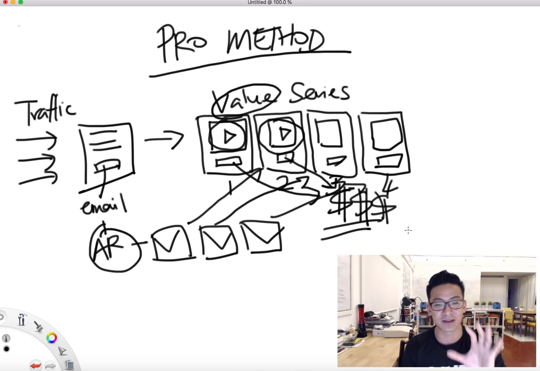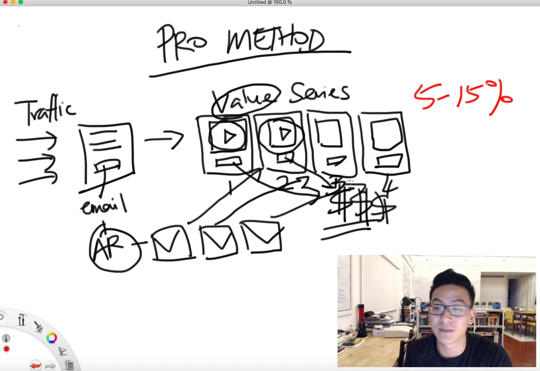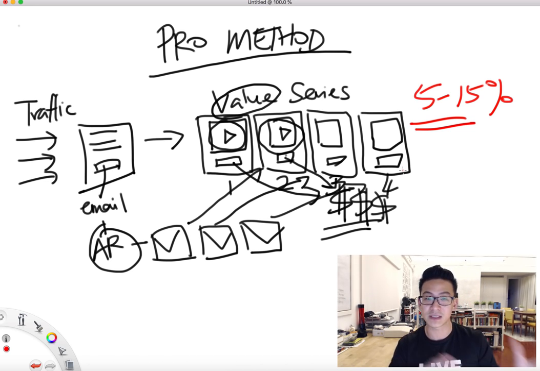But this is the actual way to build your business. This is the pro method. Now, when you do this correctly, you can actually convert anywhere from 5 to 15%. Now think about that for a second. With the amateur and basic way that I showed you earlier, people were converting at 1%, or I would say 0.5%. But if you can increase that to 5 to 15%, all of a sudden, your business has gone from not making any money to making quite a bit of money.